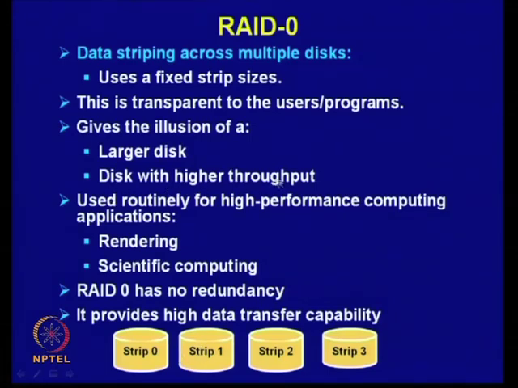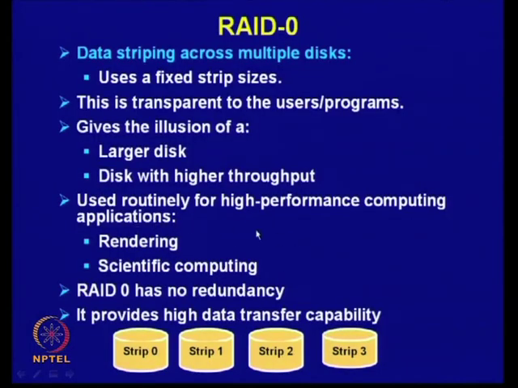And also it gives you higher throughput. As we have already seen, whenever you read data from a disk, it will involve several parameters or times: seek time, then rotational time, then transfer time. All these times are involved, but here all these things can be done in parallel, and as a consequence it gives you high performance. So, it is used routinely for high performance computing applications like rendering and scientific computing. As I mentioned, ironically, although you are using the term RAID, it has no redundancy. So, it provides high data transfer capability. So, it is just a bunch of disks. That is the terminology sometimes used, just a bunch of disks.